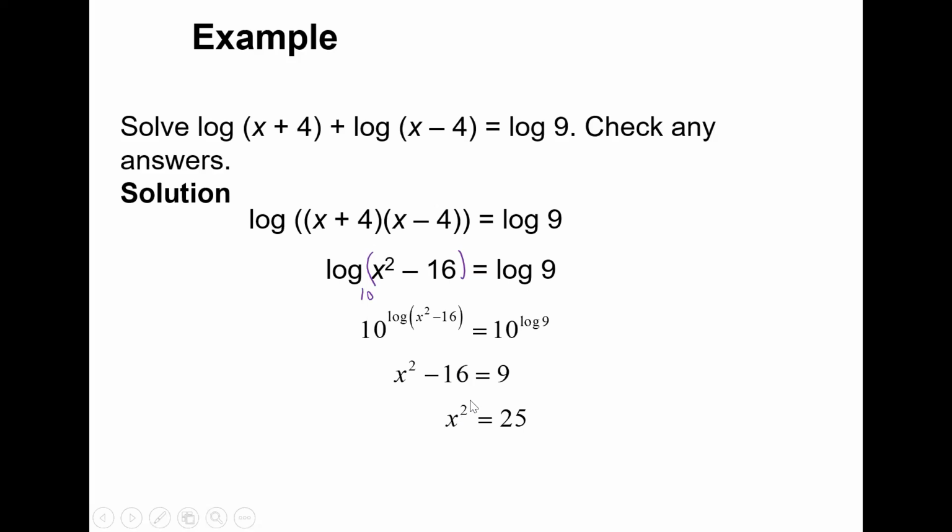So x, when we do this, we're going to get what? Well, remember, you take the square root of that, and you get plus or minus the square root of that, so you get plus or minus 5. Now, key thing here: check, check, check. Make sure both answers work.